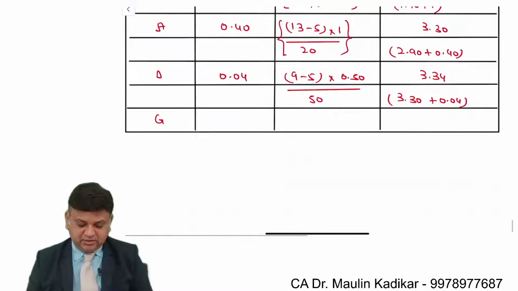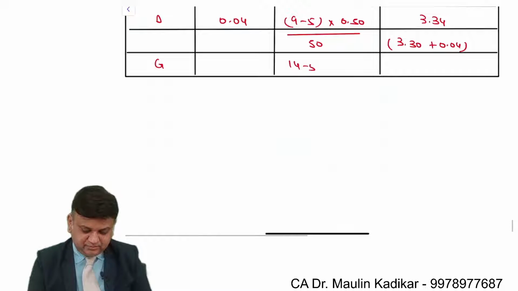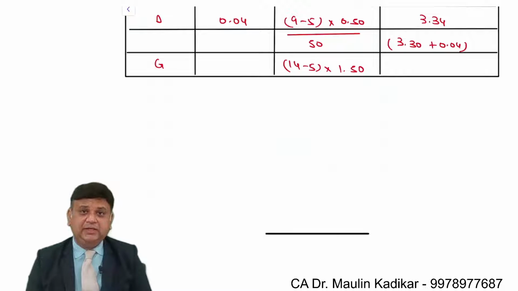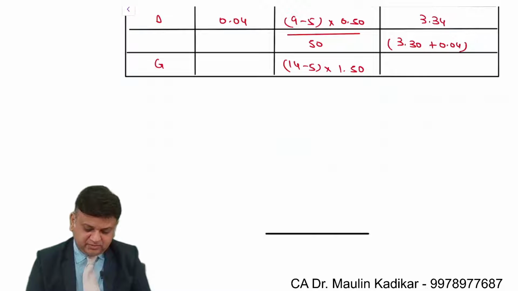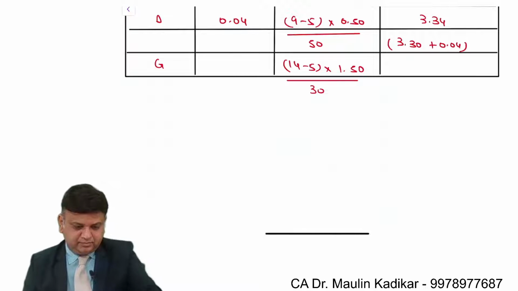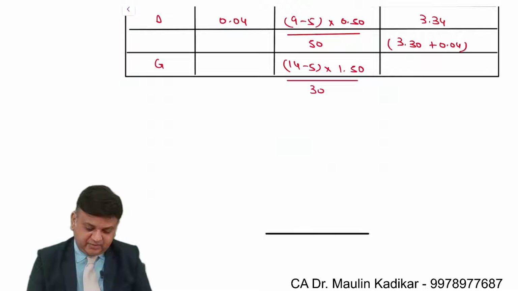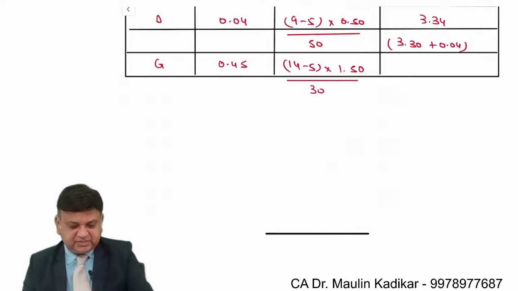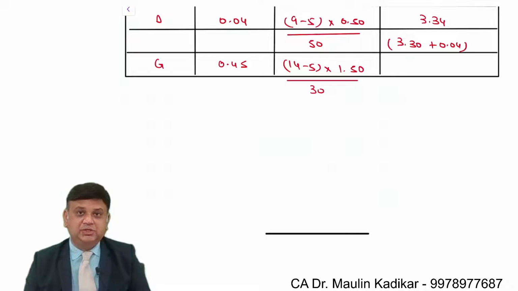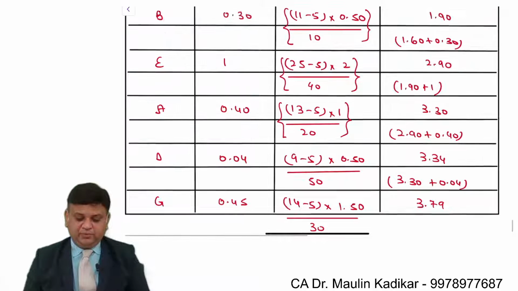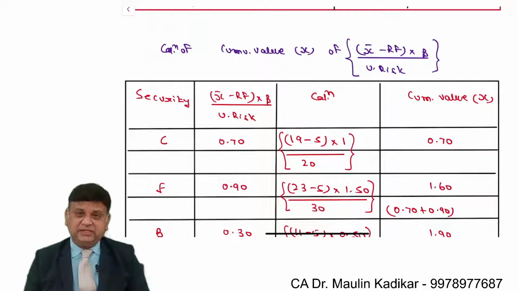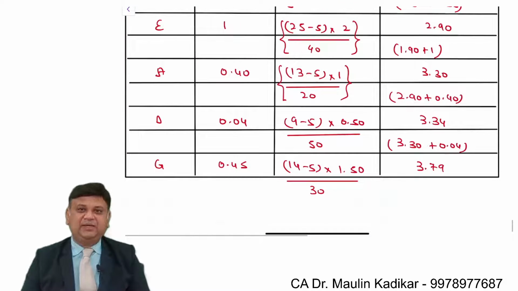Then security G. In that case it is 14 minus 5. So it is 9. 9 into 1.5. That comes to 14.5. I'm sorry, 13.5 divided by 30. That comes to 0.45. That is added to 3.34. So it is 3.79. This is the way we are required to compute the cumulative value of X1 minus RF into beta divided by unsystematic risk.